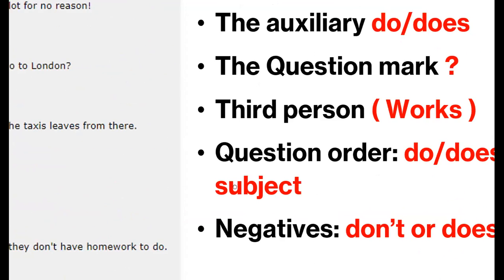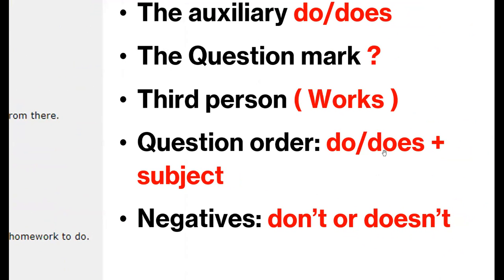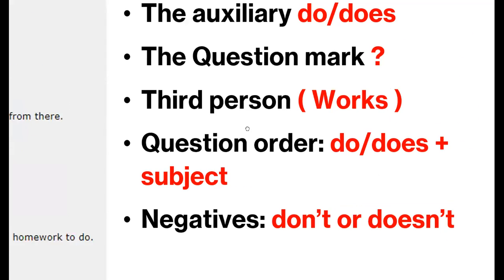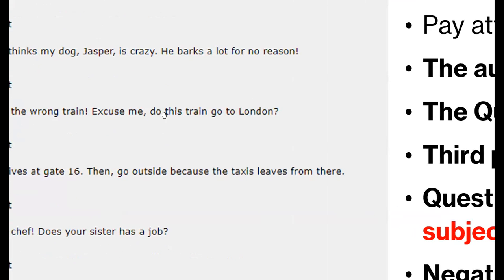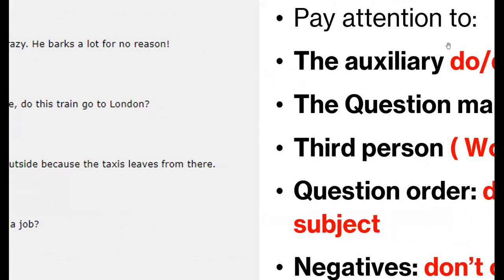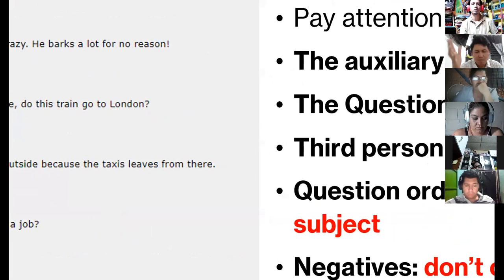Okay, if it's a question, you have to go do or does. So you have to say does, right? And, okay, we go back, do this train. Okay, it's a train. Es tercera persona, ¿verdad? Entonces, para people, all right? Like he, she, or it.